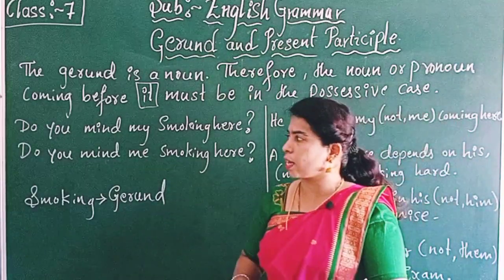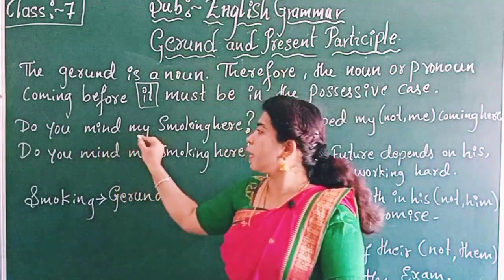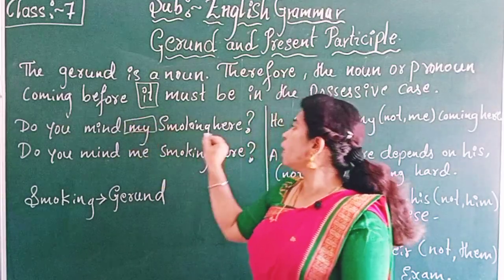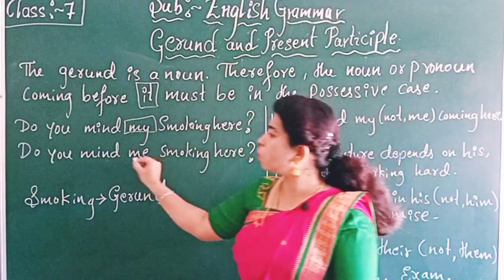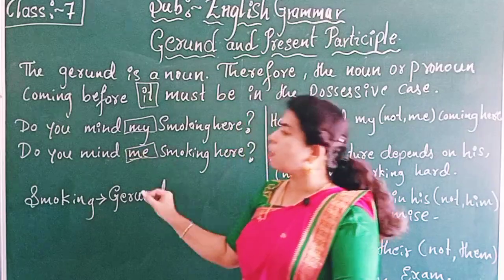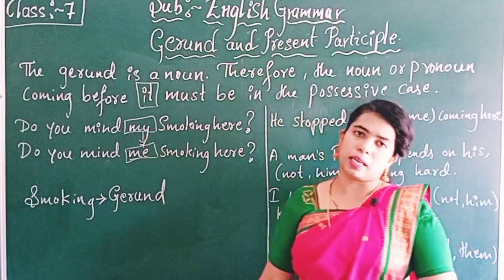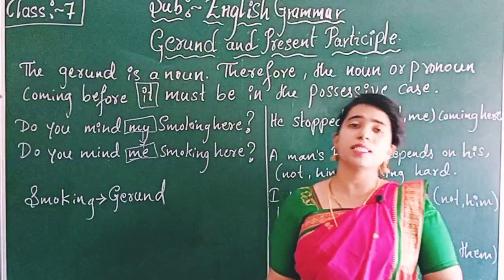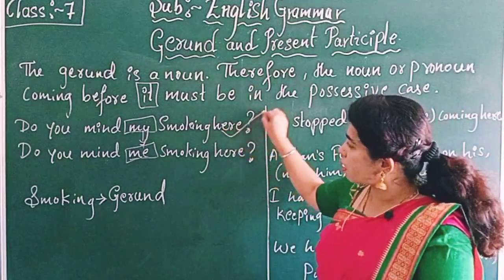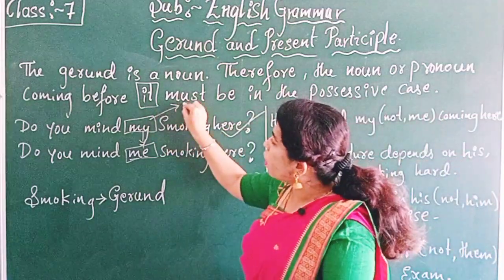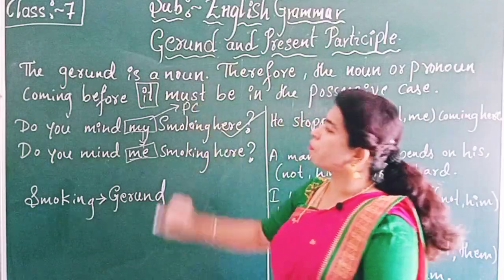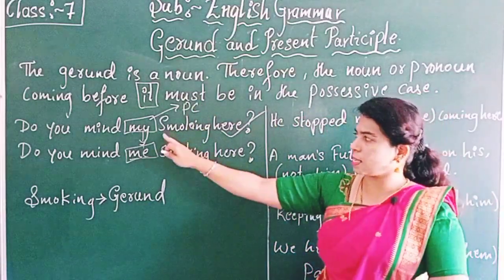For example, you can see here: do you mind my smoking here? Do you mind me smoking here? Both sentences look the same. What is the difference? Me and my. So which one is the right one? This one is the right one. My is in the possessive case.